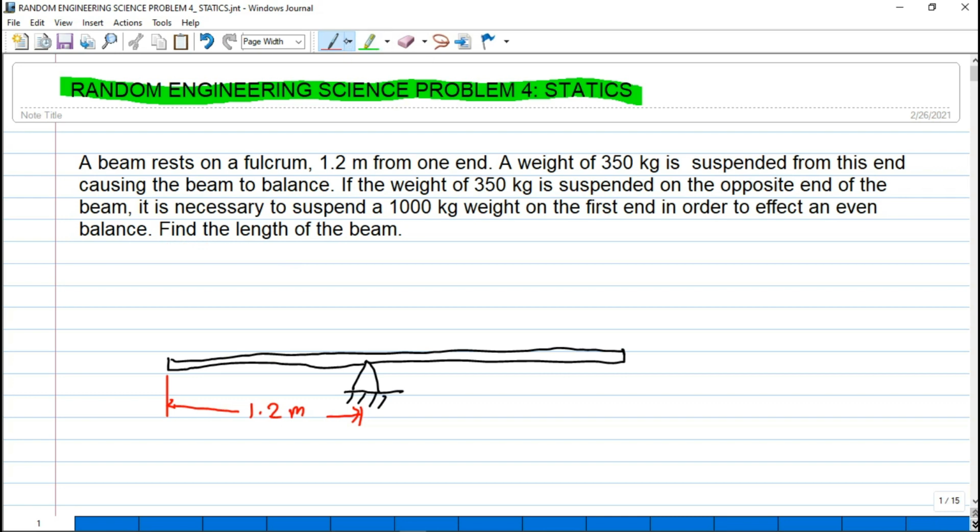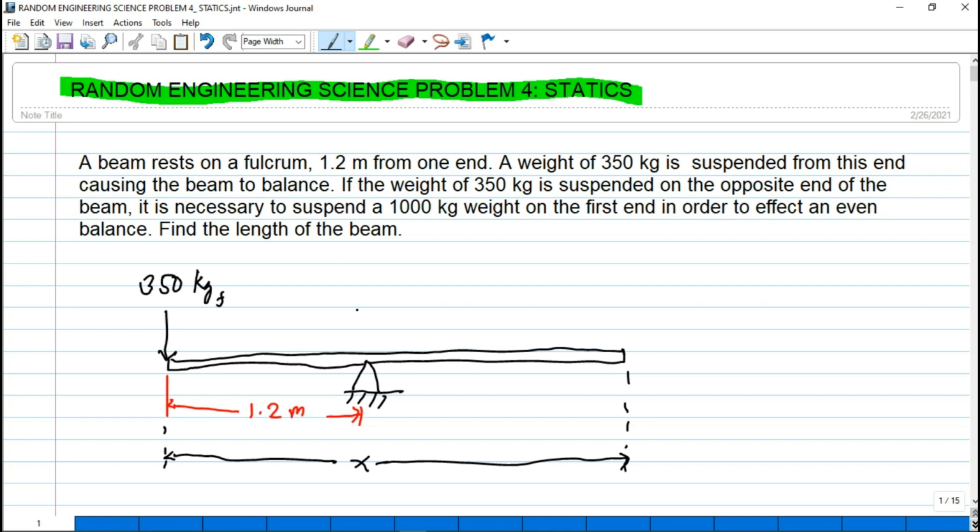So dito guys, hinanap natin is find the length of the beam. So let x natin guys, let x be the length of the beam. Okay, lagyan natin ng variable for that unknown value. So we need to find this x. A weight of 350 kilograms, so this is a force, okay, kilogram force siya because this is a weight, is suspended from this end of the beam here. So from this end, meron tayong force that is 350 kilograms of force.